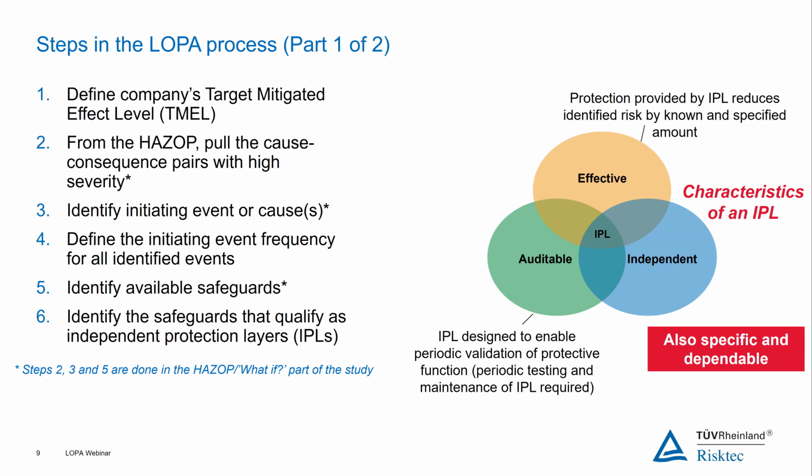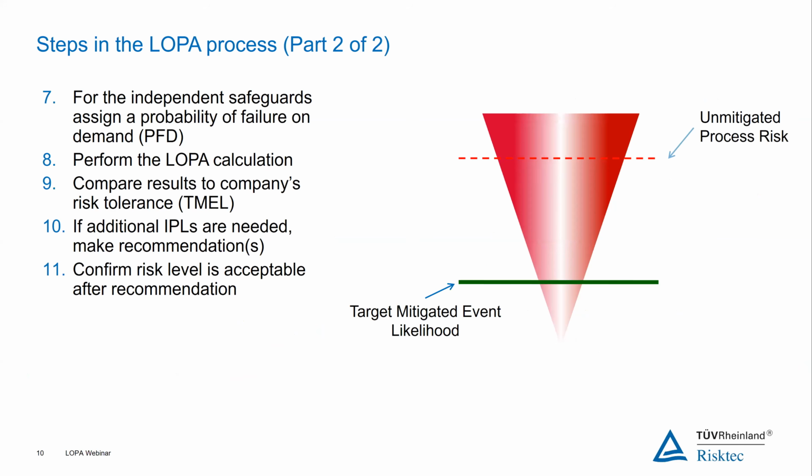You can see here that steps 2, 3, and 5 are actually all taken from the hazard identification exercise, or the HAZOP, or whatever we've done, to implement into the LOPA. So having a good HAZOP and having a good input to it is going to make our lives a lot easier when we get to this stage of the process. But we will talk about that a little bit later on.